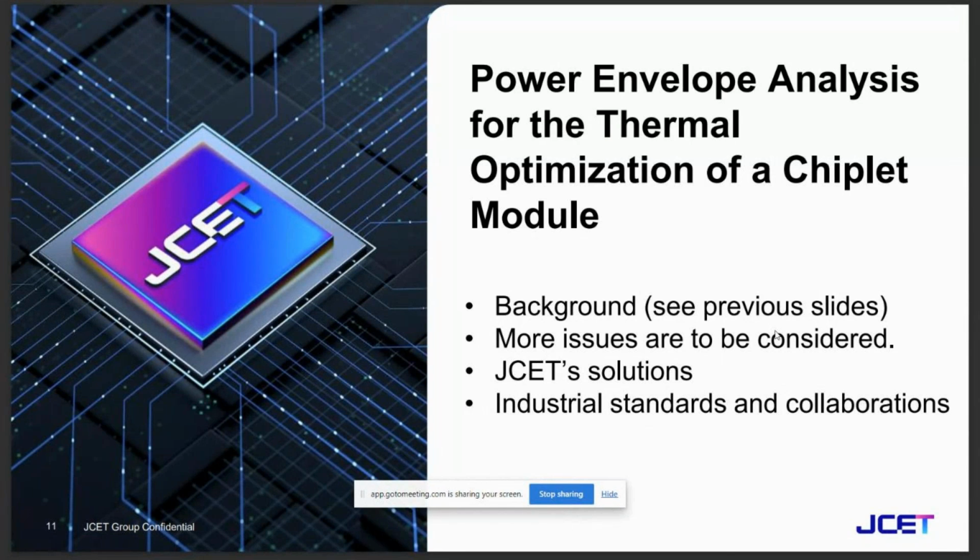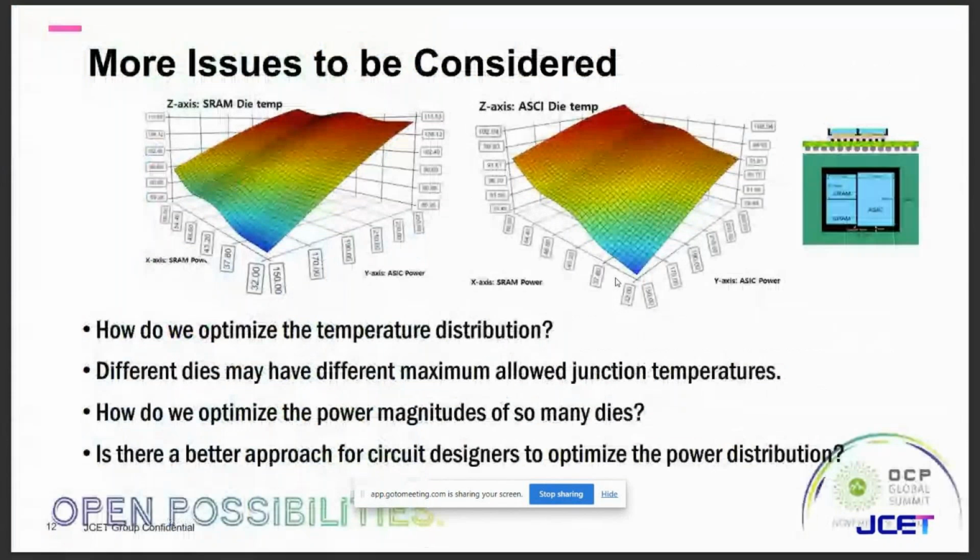The second part is the continuing work, and I'm naming it the power envelope analysis for the thermal optimization of chiplet modules. The background I think I already shared in the previous slide. Next, we figure out there are more issues to be considered, and then JCT will provide a solution. And the final part, I will talk a little bit about the industrial standards and the calibrations. Okay, let me move on to the next slide.